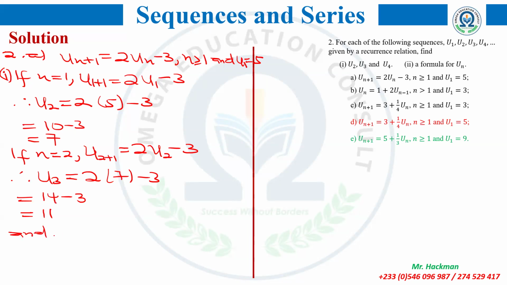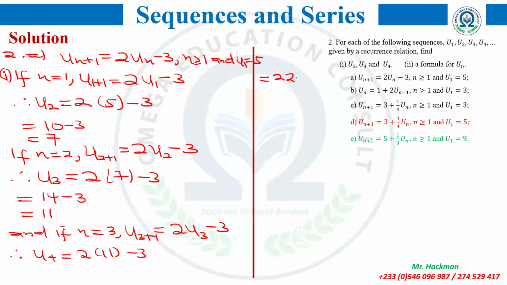At the point where I was going to write, I ask myself, have I written it? If I had not, then I'll go and fix it. Thankfully I've done that before getting there. So if n is equal to what? 3. Your u sub 3 plus 1 will be equal to 2 u sub 3, then minus 3. Therefore your u sub 4 will be equal to 2 times, what is u sub 3? That is 11, times 11, then minus 3. That in effect will give us 22 minus 3, which will give us 19.